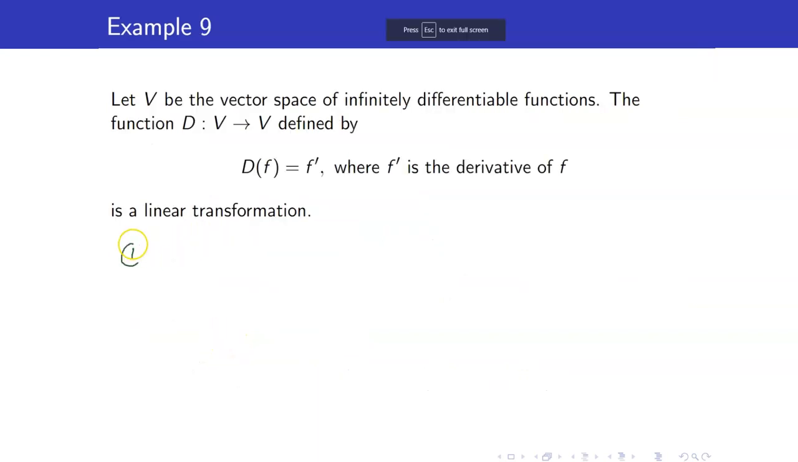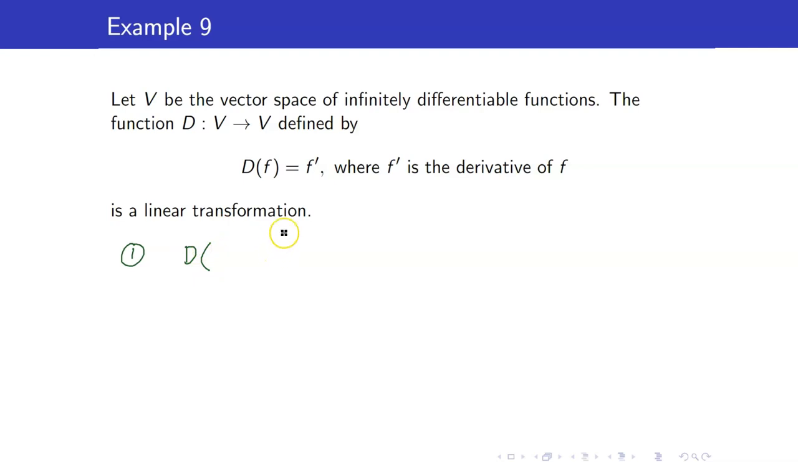Here is another example. What does this function D do? I called it D because it maps a function. Take note that our V here is the vector space of infinitely differentiable functions. So in the first place, they are functions. But we also want them to be infinitely differentiable. What it does is that it maps a function f to its derivative. So that's why we want it to be differentiable.